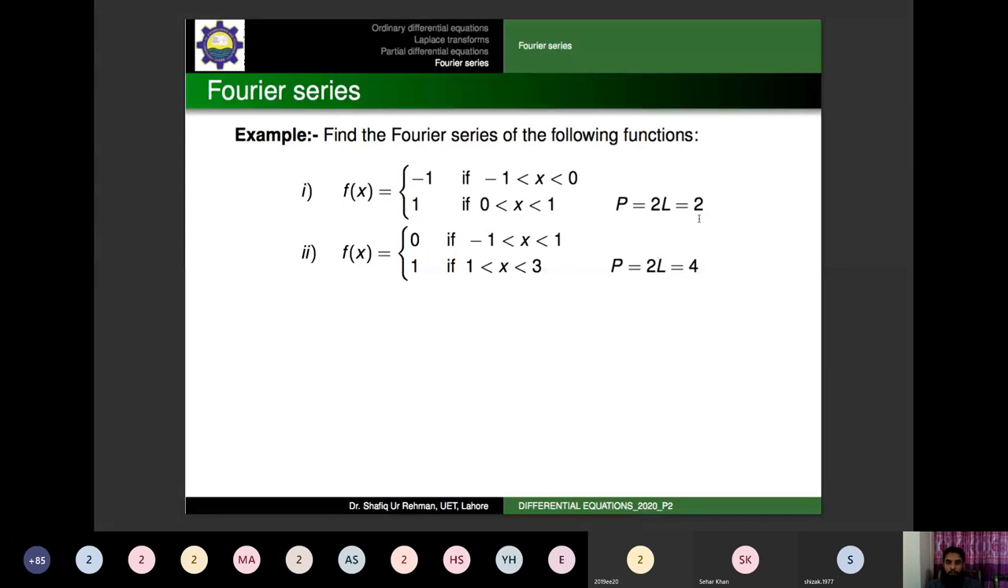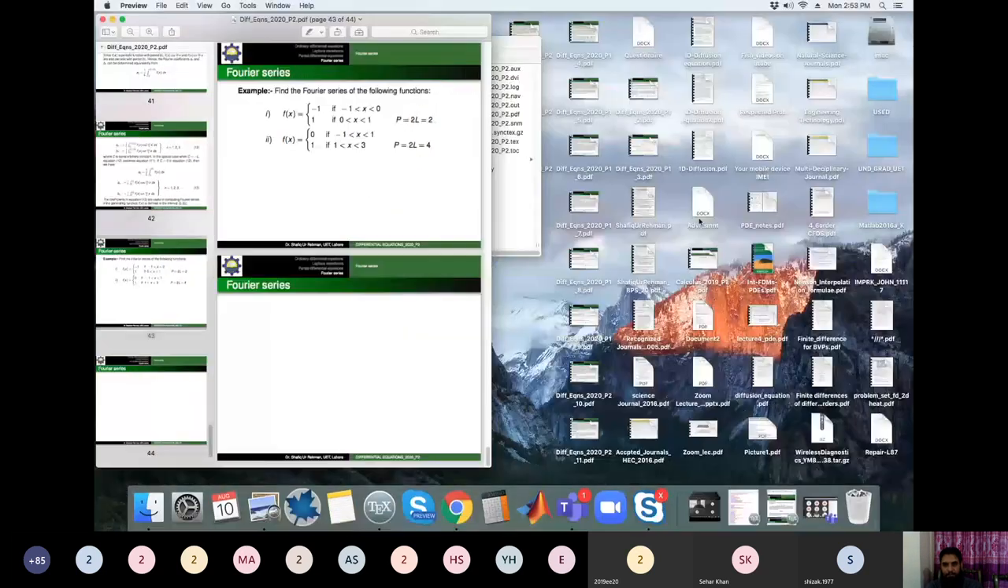Alright, I would ask you to try this example, example number 1, part 1. I'm present here to see the outcome. Formulas are there. You try to see the outcome. We will discuss the outcome in the next few minutes. You try yourself.